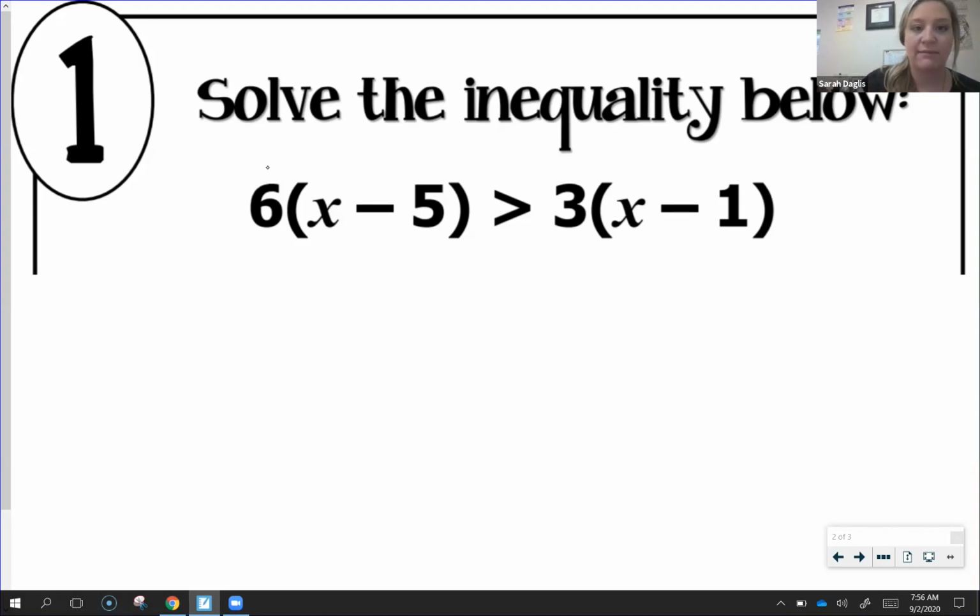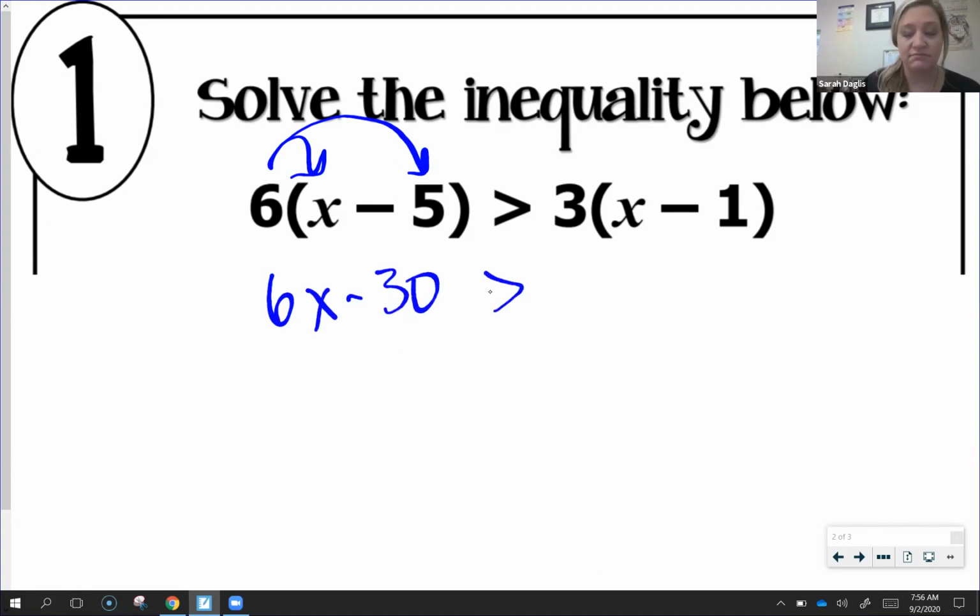So I'm going to start off by distributing the 6 to both. So that's going to give me 6x. And then 6 times negative 5 is negative 30. I have not done anything to my sign yet. It's there. I'm going to do the same thing over here. Distribute the 3 to the x and the 1. So that becomes 3x minus 3.